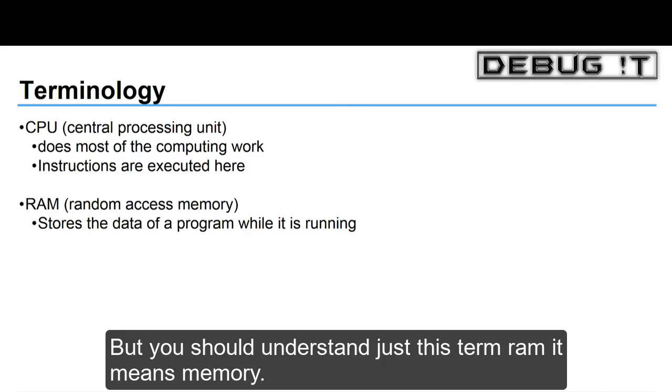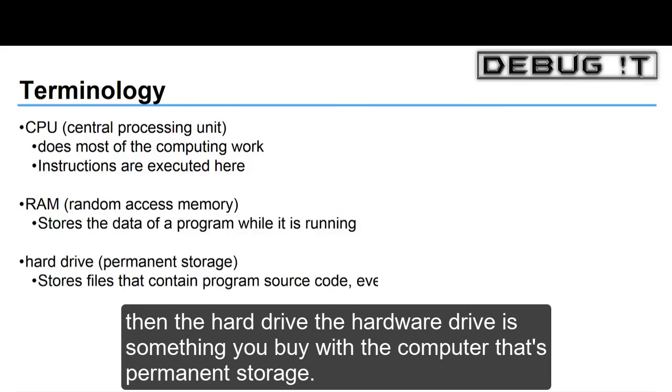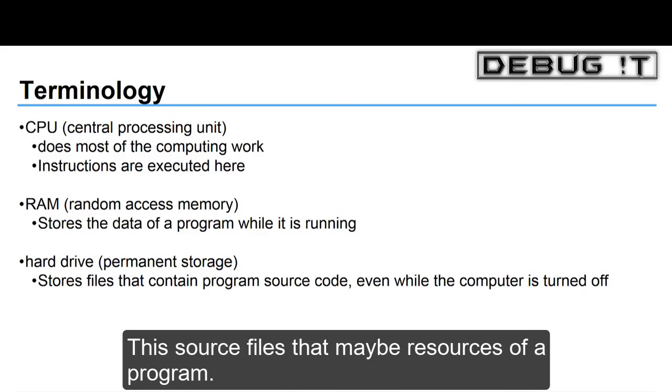You should understand this term RAM. It means memory. It's where the variables and the data in the program itself are stored. It's a separate hardware component from the hard drive. The hard drive is something you buy with the computer that's permanent storage. This is usually really large, containing gigabytes, terabytes of data. It stores files that may be resources of a program.